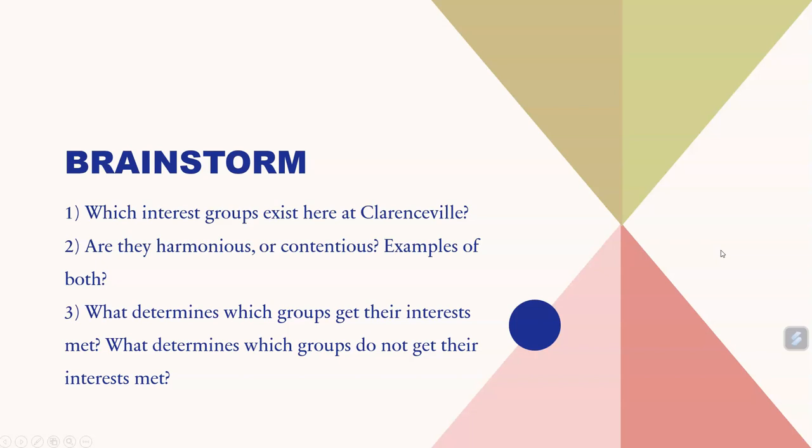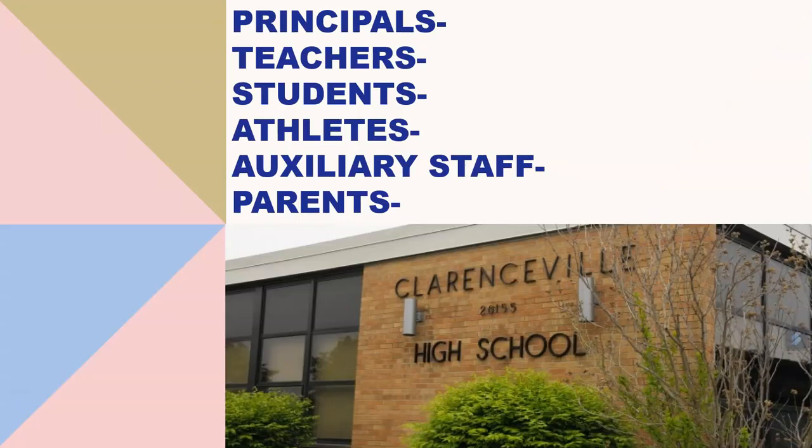Question 1, which interest groups exist here at Clarenceville? Question 2, are they harmonious or contentious? Can you think of examples of both? And number 3, what determines which groups get their interests met? What determines which groups do not get their interests met? All right. And there are essentially 6 interest groups here at Clarenceville: principals, teachers, students, athletes, auxiliary staff, and parents.